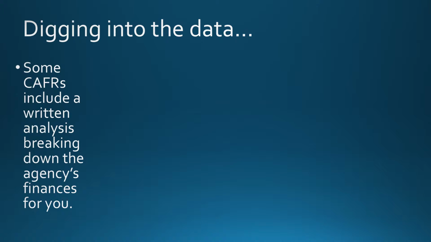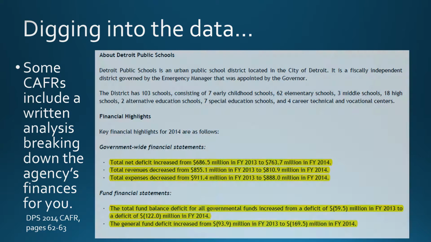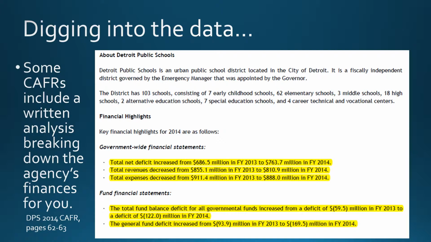Let's dig into the data a little bit. Some CAFRs include a written analysis breaking down the government agency's finances for you. On this page in the Detroit Public Schools CAFR, they break down how much the net deficit, overall deficit year over year, had increased from $686 million to almost $764 million. And they also give a laid out of revenue overall decrease and expenditures overall change year over year.